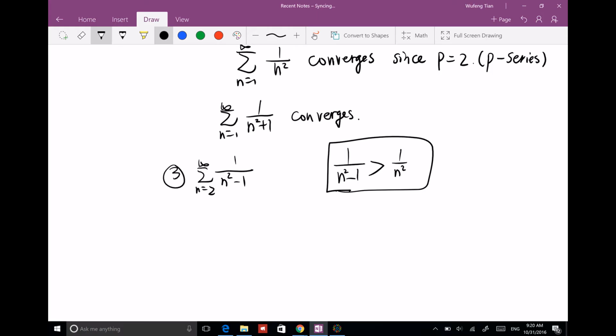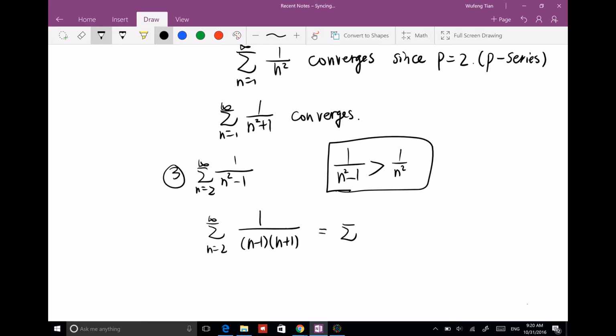Make it n squared minus 4, so we can do partial fractions. Can you factorize the bottom to n plus 1 and n minus 1? Okay, that's good. n plus 1 and n minus 1. So what next? We can split it.